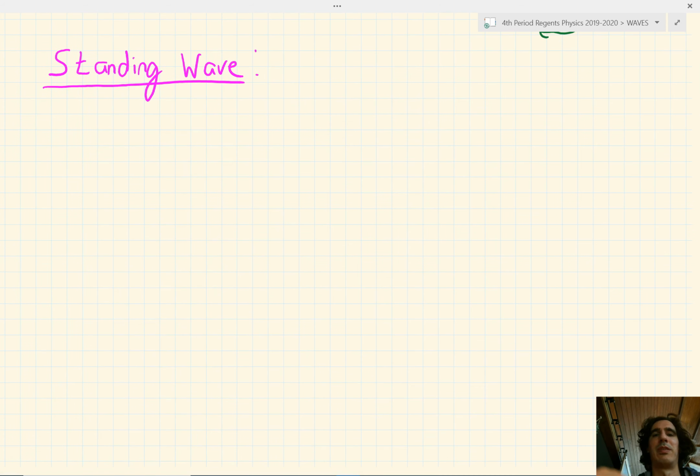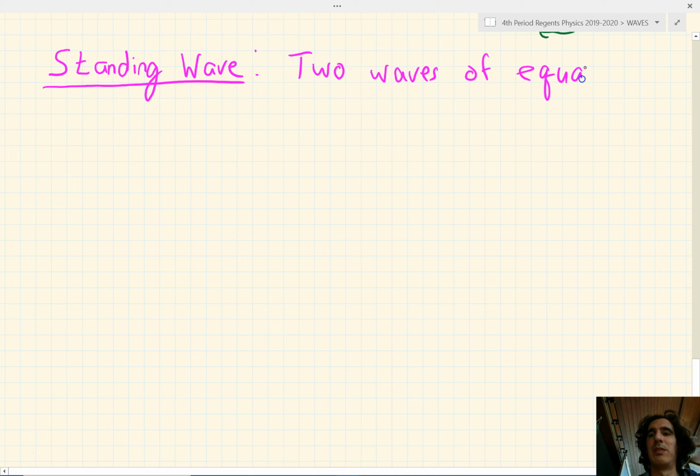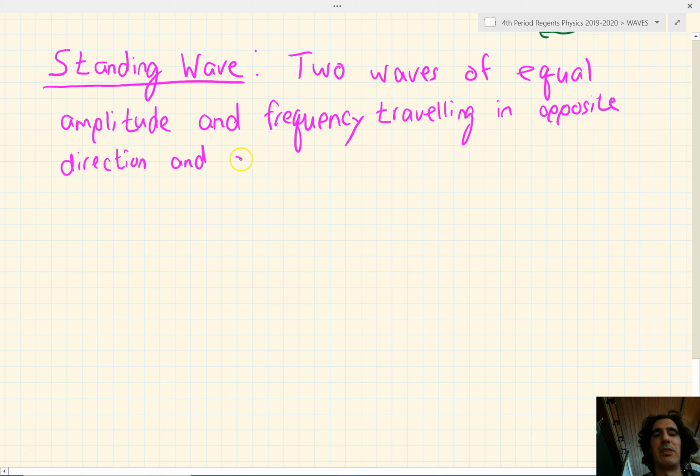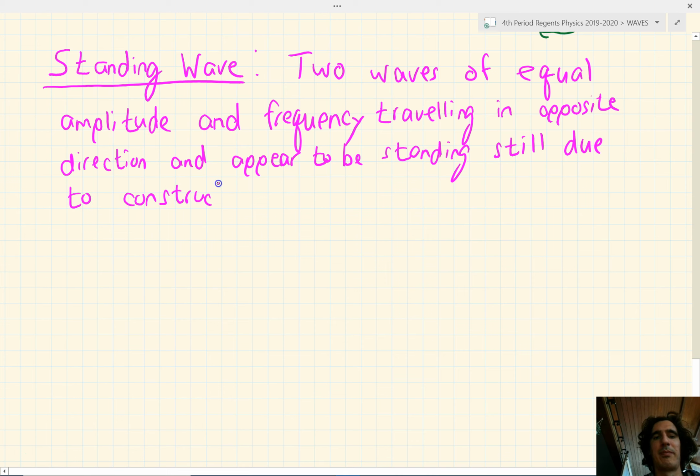Okay, so a standing wave is when we have two waves of equal amplitude and frequency traveling in opposite directions and appear to be standing still due to constructive, that's where we'll get the maximum amplitudes, and destructive, where the waves cancel out, interference.